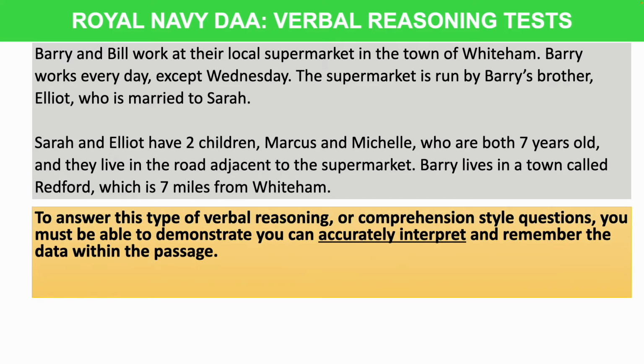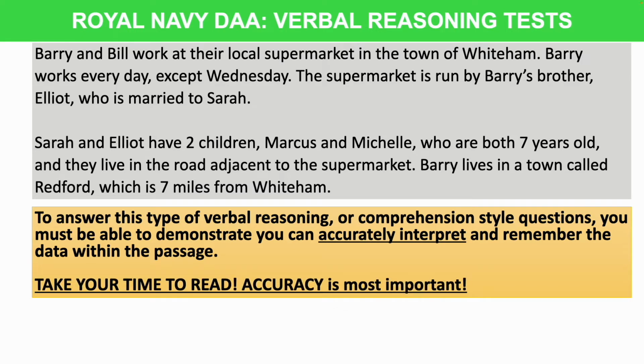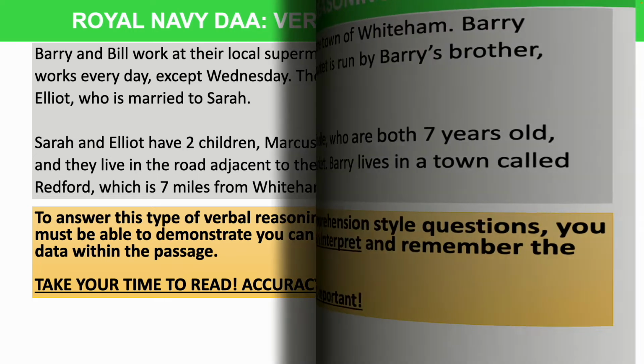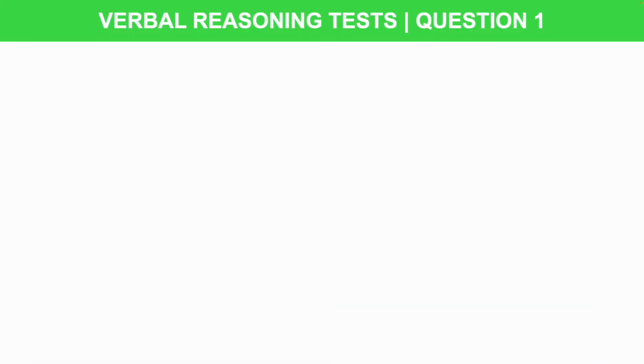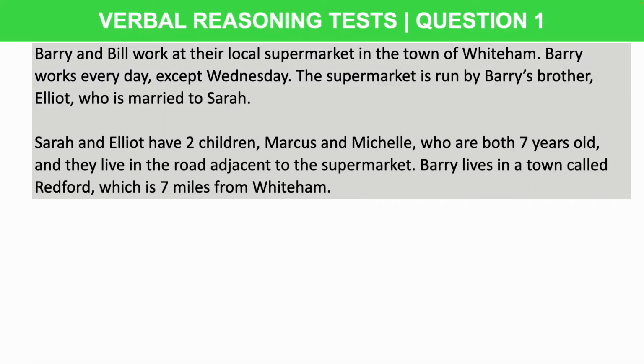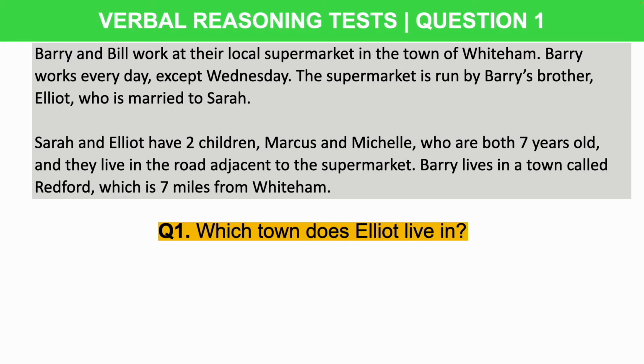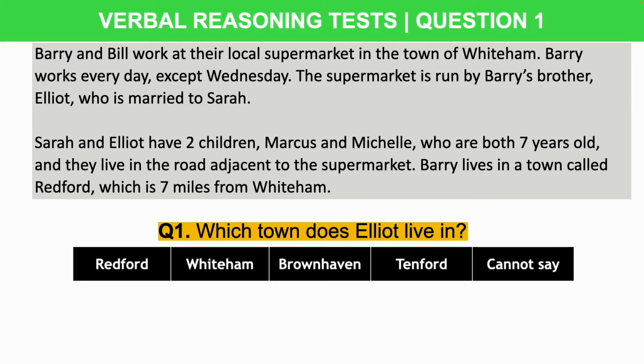Now, to answer this type of verbal reasoning or comprehension style questions, you must be able to demonstrate that you can accurately interpret and remember the data within the passage. Remember to take your time to read. Accuracy is most important. Okay, let's try out our first question. So here's the first question based on this passage. Question 1. Which town does Elliot live in? Is it Redford, Whiteham, Brownhaven, Tenford, or you cannot say?